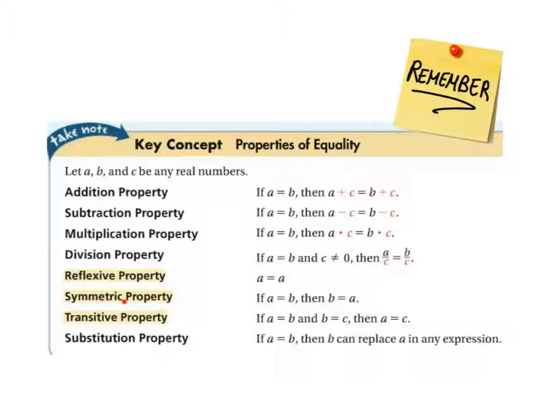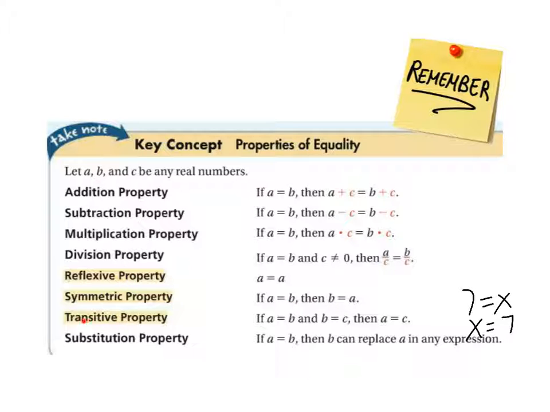The symmetric property is the one where you're doing some algebra problem and solving, and then at the end you end up with something like 7 equals x. But we like to rewrite it, switch it around, and say x equals 7. Which way you write that doesn't matter. That's the symmetric property: it doesn't matter which way you write it.